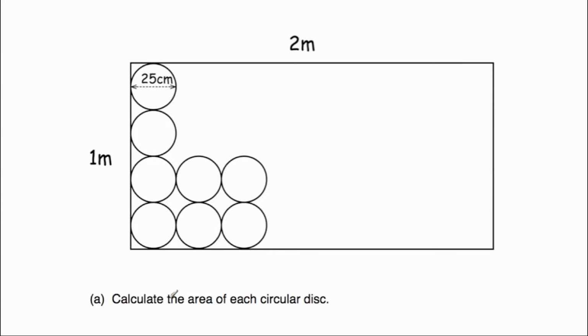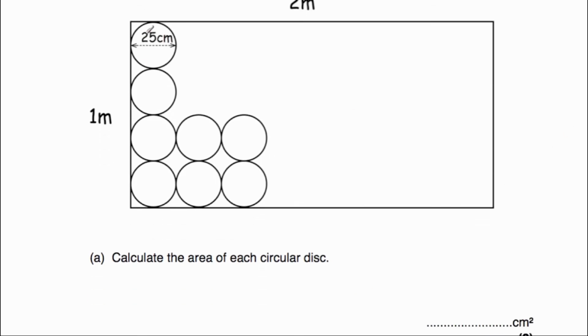And the question A says, calculate the area of each circular disc. So we need to find the area of this circle. The area of the circle is given by the formula pi r squared. So it's going to be pi times the radius, that's halfway across the circle. If the whole way across the circle is 25, if we half that, we get 12.5. So it's going to be pi times 12.5 squared.